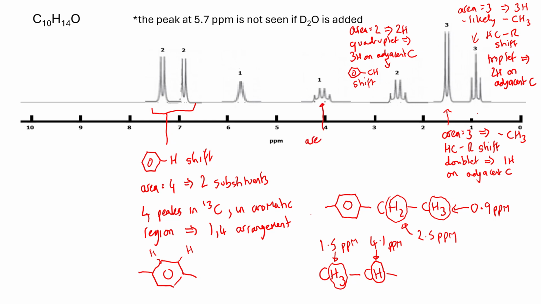Area is 1, which means that there's just one hydrogen. So that's consistent with the bit of structure we've deduced. It's a quadruplet, meaning that we have an adjacent CH3. Okay, so 3 hydrogens on the adjacent carbon. What about the shift? Well, around 4.1 ppm, the only possibility, given the elements we've got present in the molecule, is that that must have an oxygen attached. So that's an HCO shift.